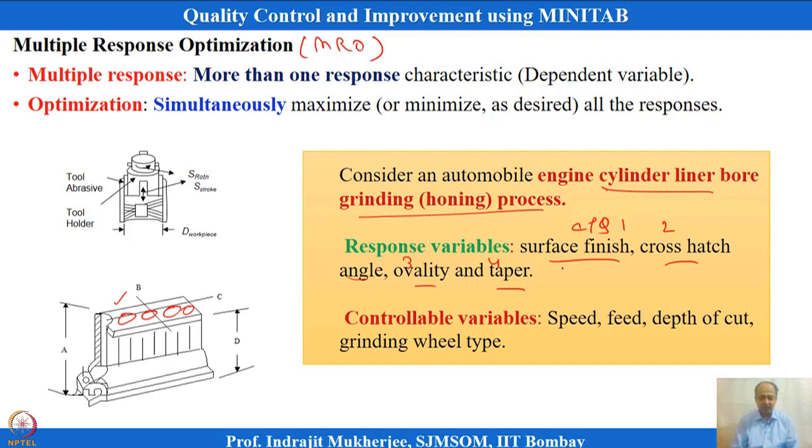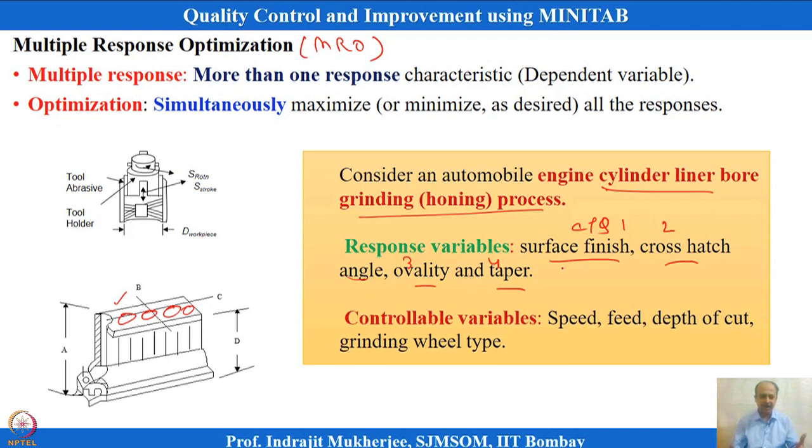So that is important here. There is no one single characteristic, so I cannot optimize one variable. I have to optimize all 4 variables and determine which setting will give me the optimal scenario for all 4 CTQs. Okay, see, that is the scenario.